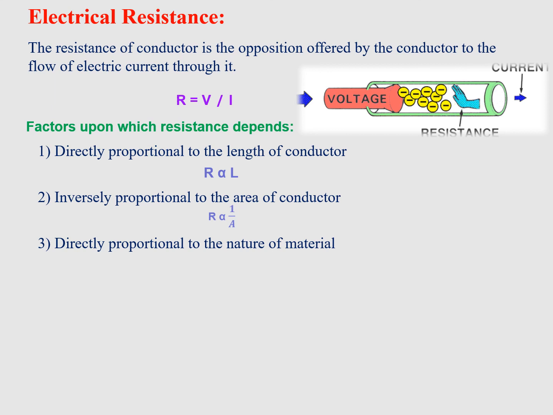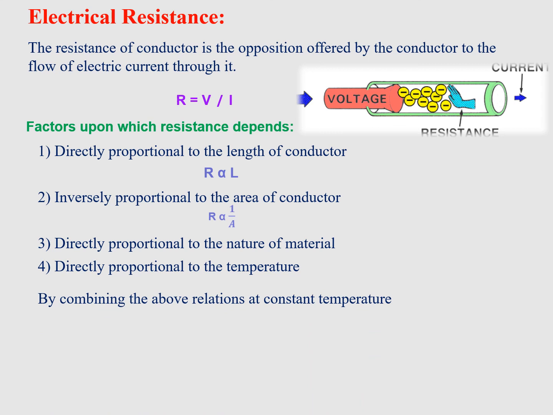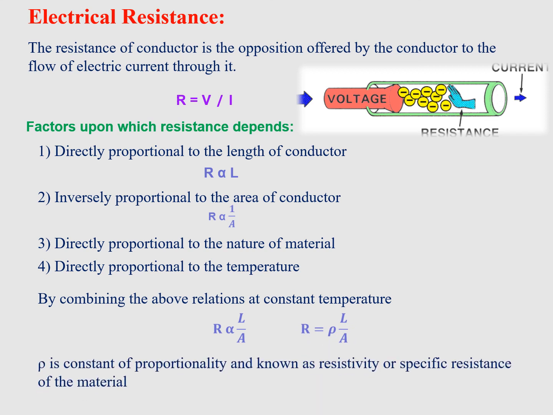For semiconductors, with increase in temperature resistance decreases because electrons get more energy to jump from the valence band to the conduction band. In insulators there is high resistance to the flow of current. By combining the above relations at constant temperature, we get R is directly proportional to L upon A. Here the constant of proportionality is rho. Rho is the constant of proportionality and is known as the resistivity or specific resistance of the material. We will discuss resistivity in the next lecture in detail.